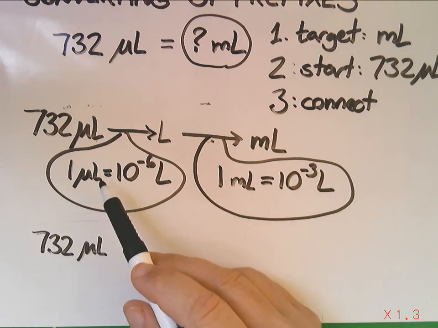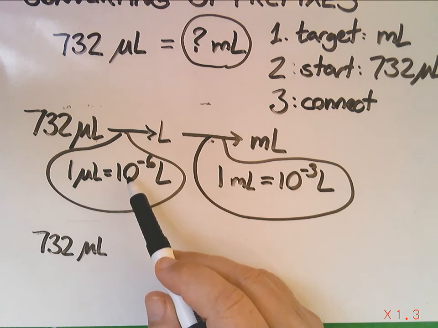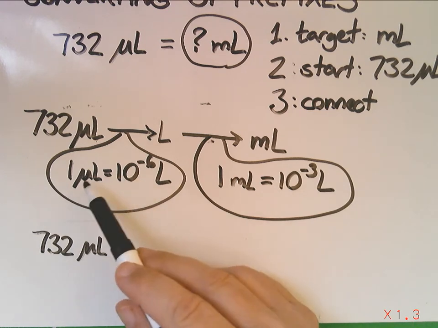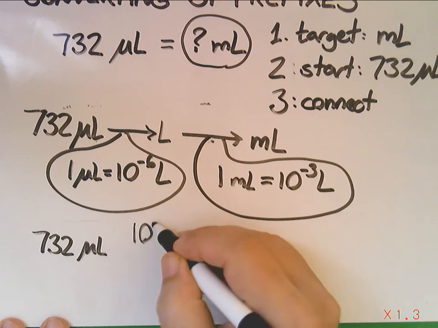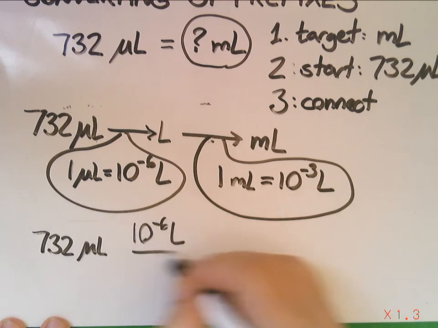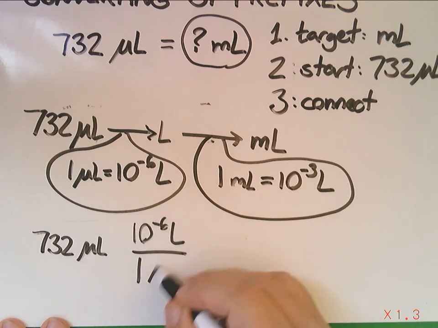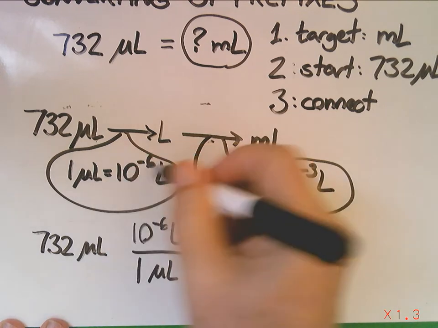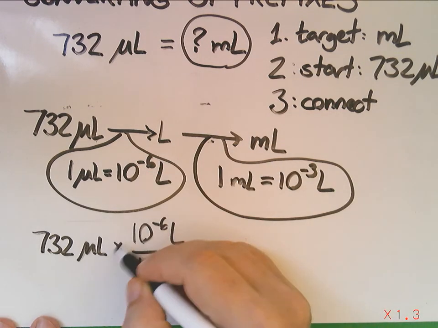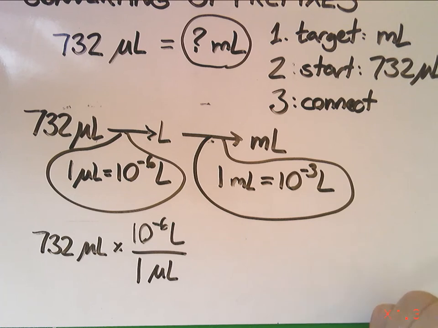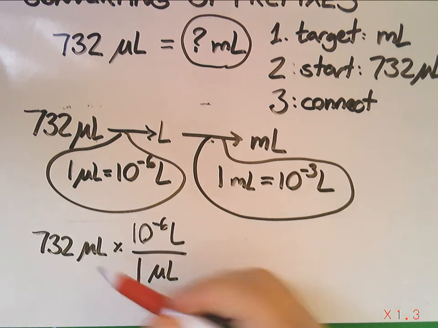Now if I divide both sides of this by 1 microliter, I'll have 1 equals 10 to the minus 6 liters over 1 microliter, right? And that's equal to 1 if I divide both sides of this equation by 1 microliter. So I can multiply what I started out with by 1, and it's still the same number. Except that what's going to happen is something interesting. The units are going to change.